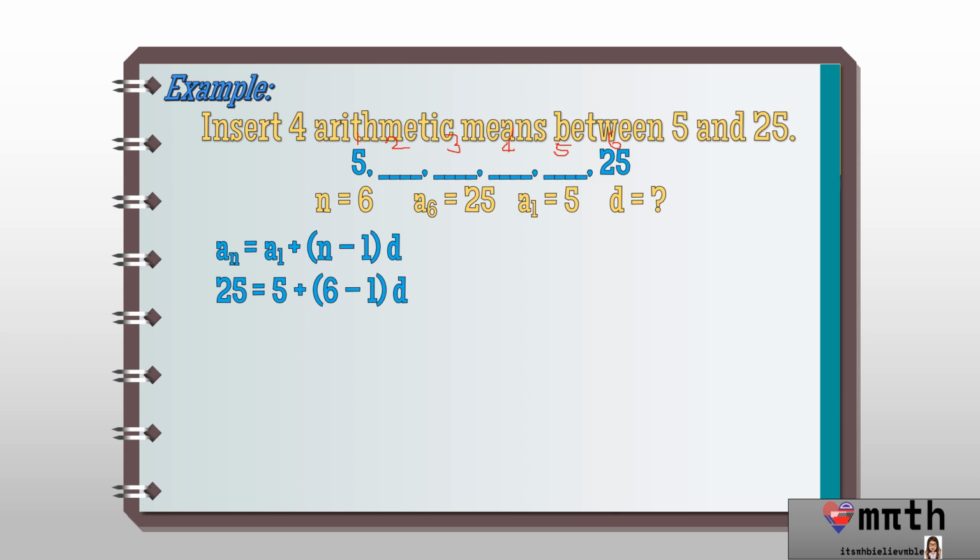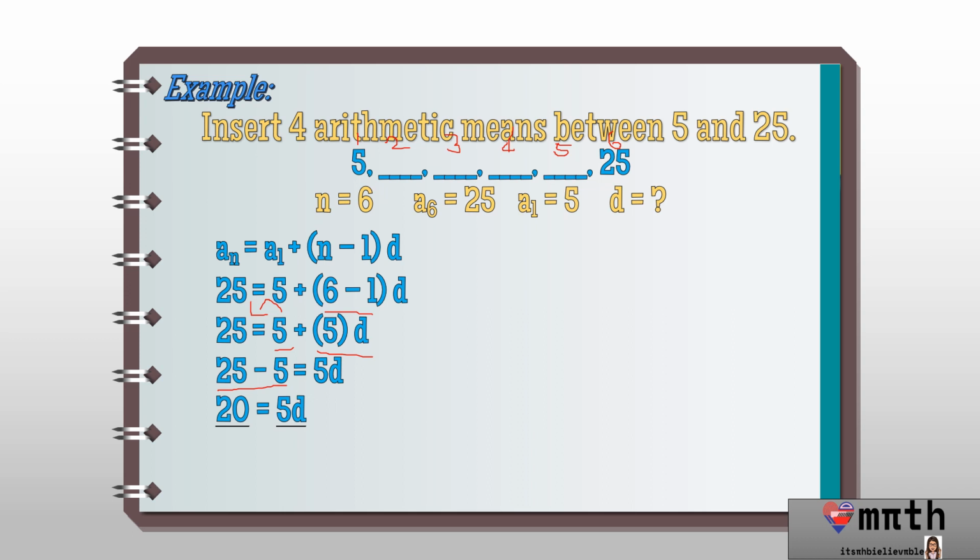So from here, we can simplify first the operation inside the parenthesis, which is 6 minus 1. We all know that 6 minus 1 is equal to 5, and we're going to copy the rest of the terms. Then, we can simplify 5 times d, that will be 5d. Then, since we want to isolate the value of 5d, we should transpose this 5 to the other side. Since it is positive, that will be negative. So, that will be 25 minus 5 equal to 5d. 25 minus 5, that will be 20 equal to 5d.